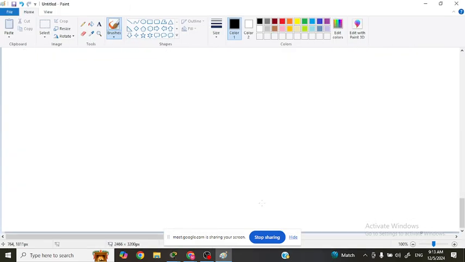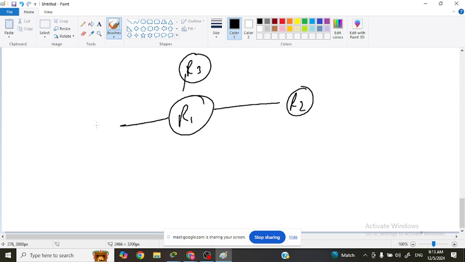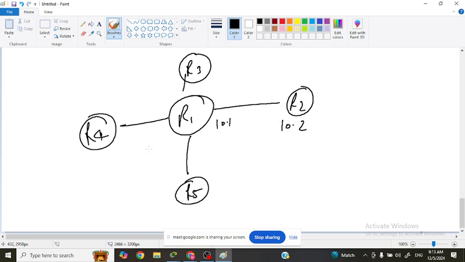Let's suppose router R1, router R2, router R5. Suppose 10.1 here, 10.2 here, and 10.5 here, 10.6 here, 10.9 here, 10.10 here. Are you getting my point why I am writing 10.1, 10.2?